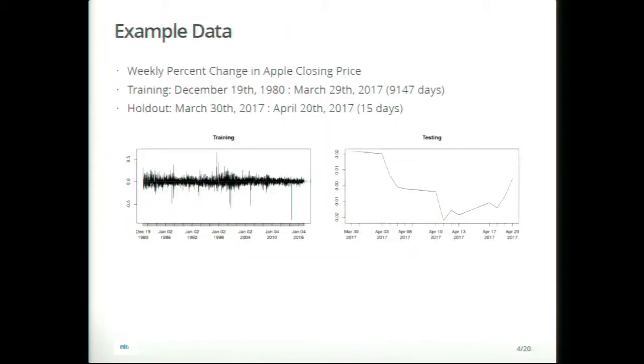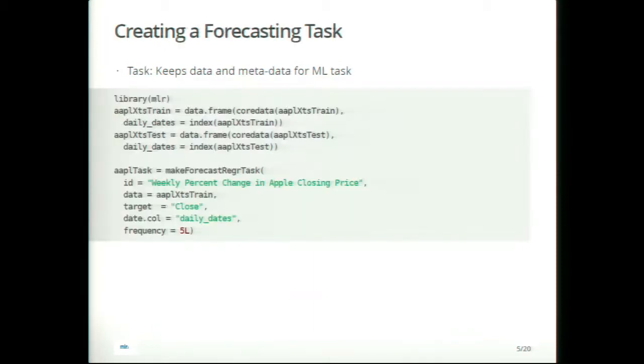So just for some example data, we have the weekly percent change in Apple's closing price. I just grabbed this from Quandl. The training data we're going to use is from 1980 to 2017, and the holdout data is just 15 days we're going to be forecasting into the future. It's from March 30th to April 20th.